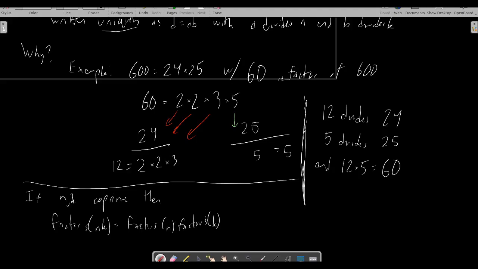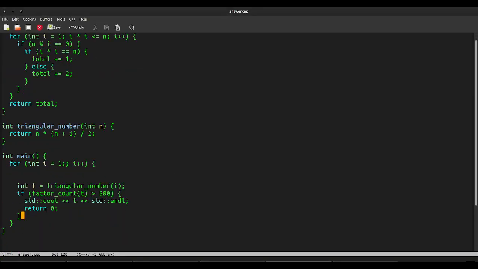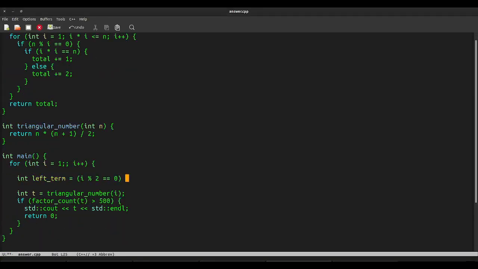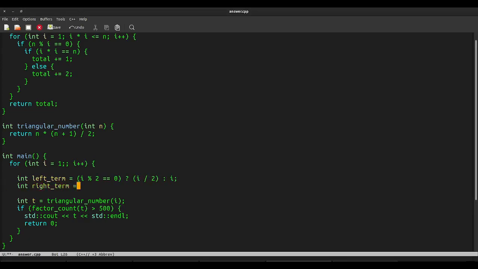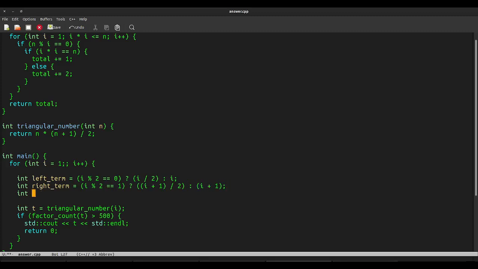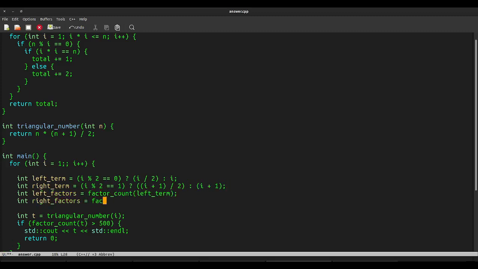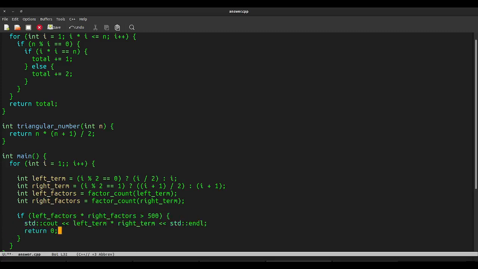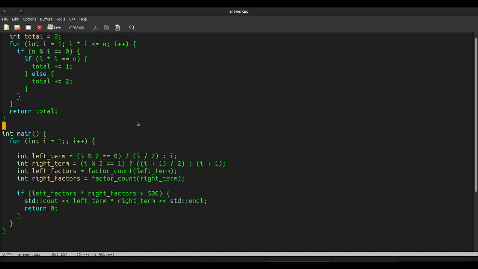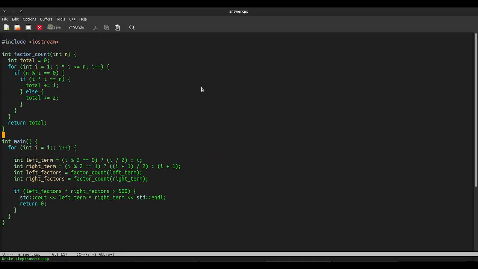Let's rewrite our main loop to take advantage of this new fact. Inside our loop, we separate our n and n plus 1 terms and divide the even term by 2. Now we have two terms which are coprime and which multiply to be the triangular number we're interested in. We count the factors of the left and right terms separately, then we multiply the counts and see if the product is greater than 500. If so, we print out the product of our two terms and exit. This program runs instantaneously, and we're ready to translate it into the language of the week.